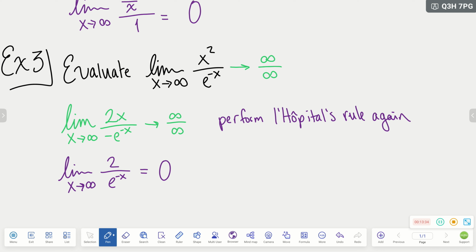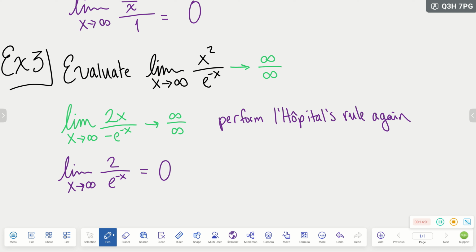Okay, the next part of this chapter in your book talks about other indeterminate forms like 0 times infinity and some other ones, infinity minus infinity, 1 to the infinity, 0 to the 0. Those are not tested on the AP exam, so that's really all it is.